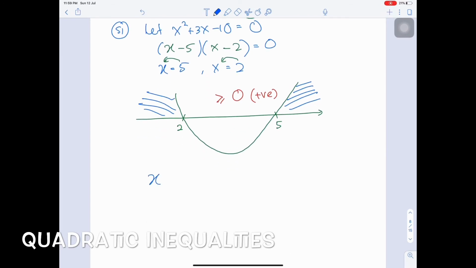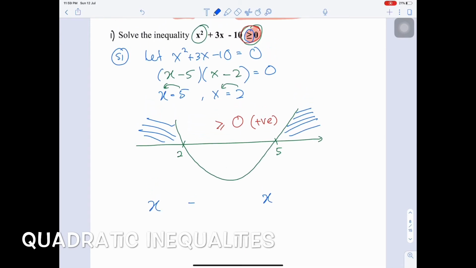So x is negative 5 and, sorry, not negative 5 but 2. Sorry, there is a mistake. Actually the value of x equals negative 5, so x plus 5 is correct, and x equals 2. That means this position is wrong. So negative 5 and 2. So x is between negative 5 and 2.